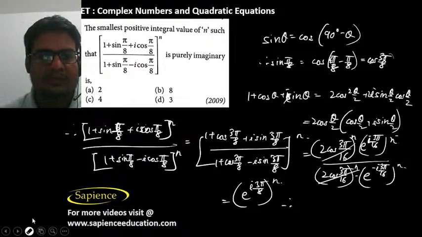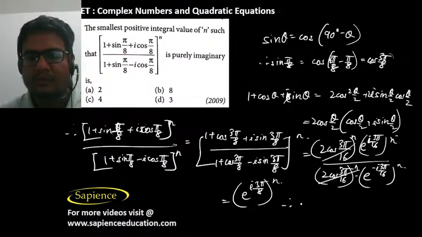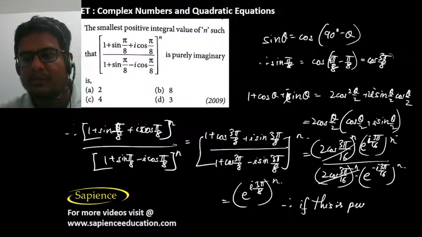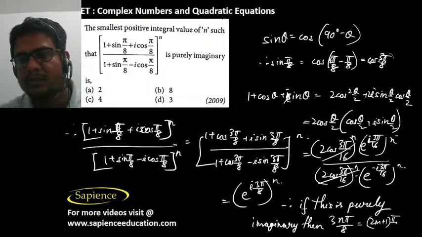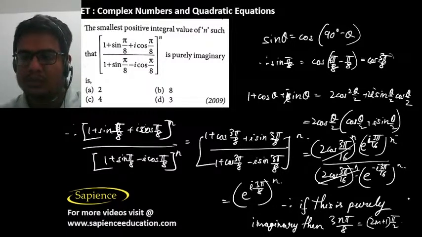So now, therefore if this is purely imaginary, then the argument, which is 3n pi by 8, that should be of the form (2m plus 1) pi by 2, and cos theta should be 0. Okay.